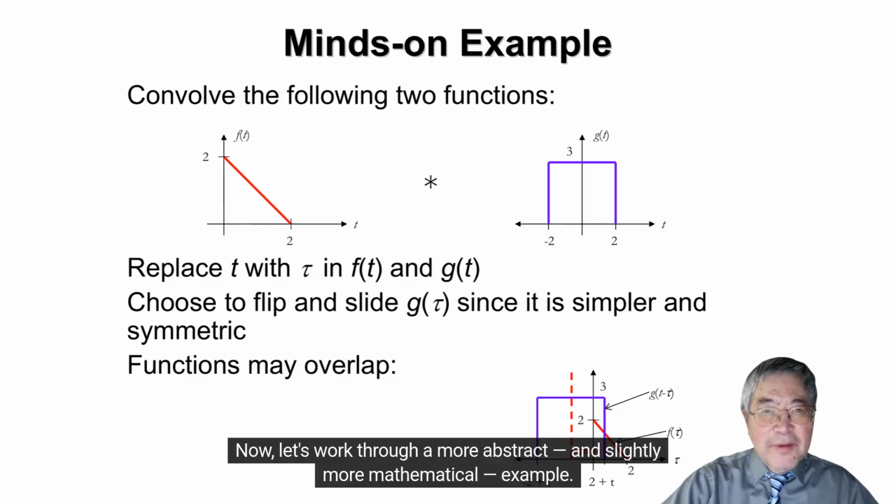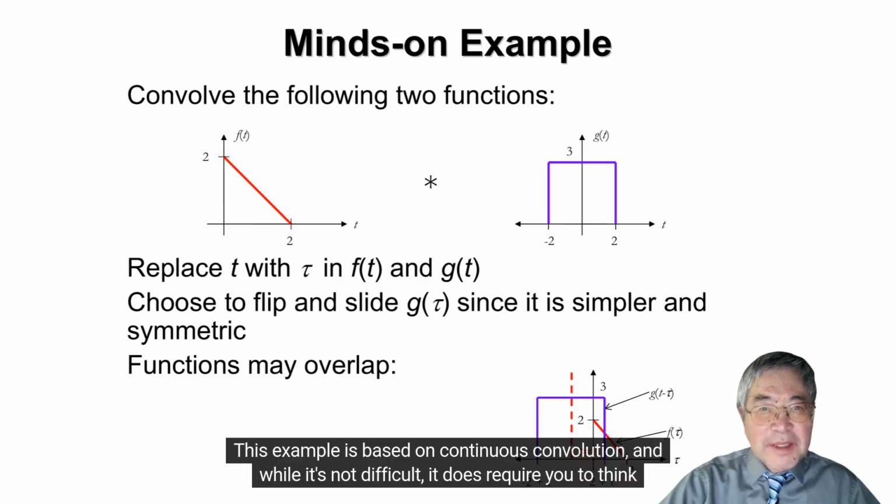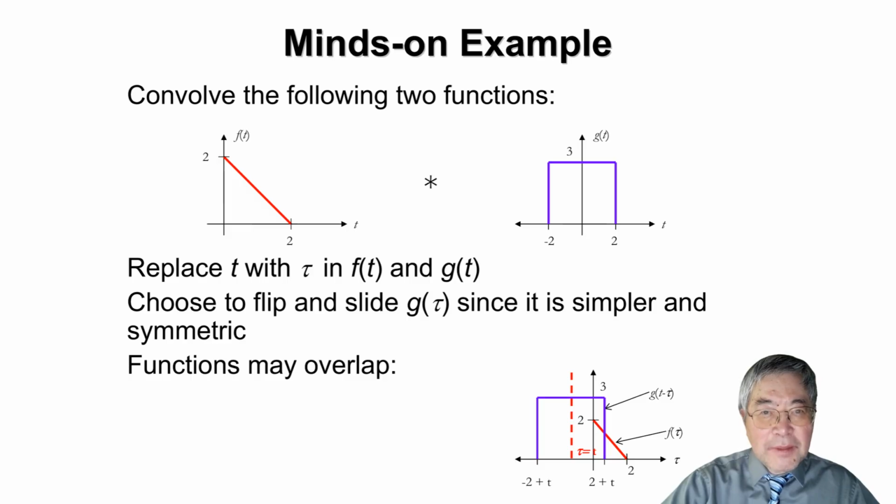Now let's work through a more abstract and slightly more mathematical example. I like to call this a minds-on example. This example is based on continuous convolution, and while it's not difficult, it does require you to think like in calculus. So let's take our time with it.